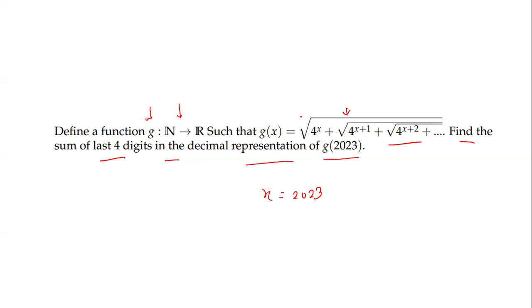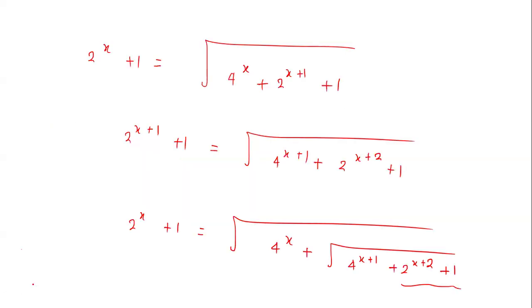So let's see how we can solve this. There is a trick in this problem. We can represent 2 raised to power x plus 1 as 4 power x plus 2 power x plus 1 plus 1. So it will become 2 power x plus 1 whole square, and after taking the square root, you can write it in this way.